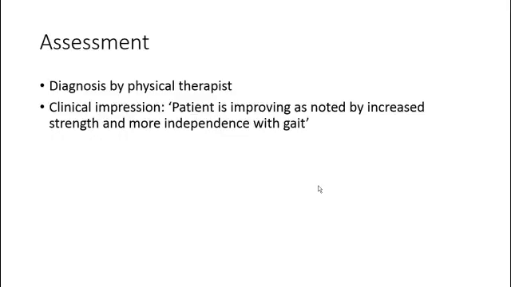So an example would be, the patient is improving, as noted by the increased strength and more independence with gait. So logically, I should be able to look back into the objective section and find the details about strength, because that would be data collection, and the details about gait to understand what this phrase means. So this is a summary phrase of things that particularly you would find the details of in objective.